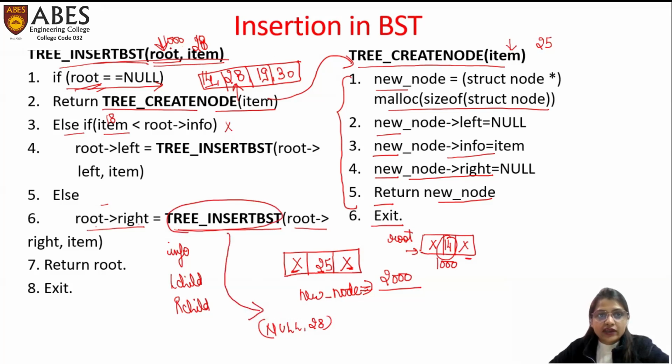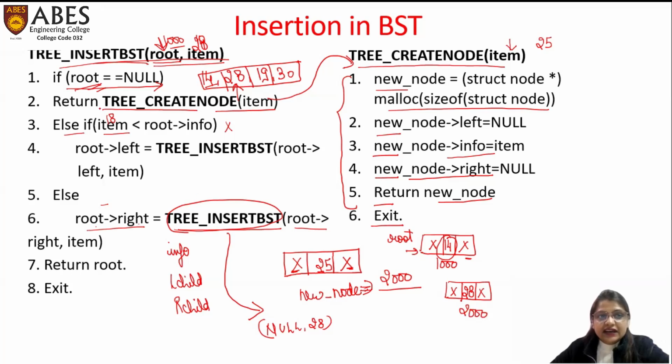Then the control will go here. Now the root value is null and the item value is 28. Root equals null, so the condition will be true. Then it will again invoke the create node function. What is the value returned by create node? It will allocate a memory block in which the info part will be assigned the value 28. The left child will be set to null, and the right child will be set to null. At the end, it will return the address allocated, which, let us assume, is 2000.